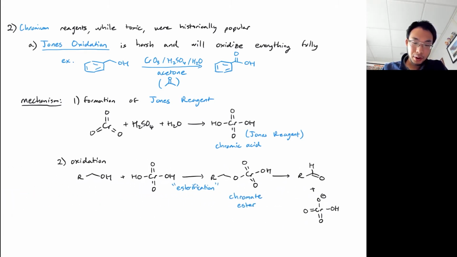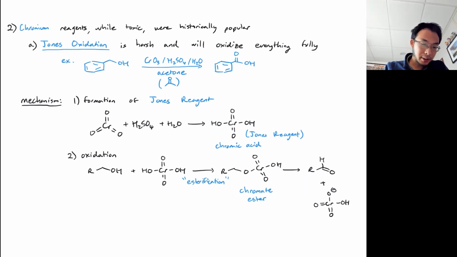Once you have that Jones reagent, the oxidation occurs like this. Again, we have our alcohol. What we're trying to do in these oxidations is to get a leaving group onto the alcohol, and to do that, we are always using an electrophilic species and having the alcohol be our nucleophile.